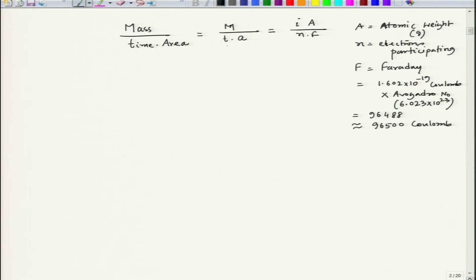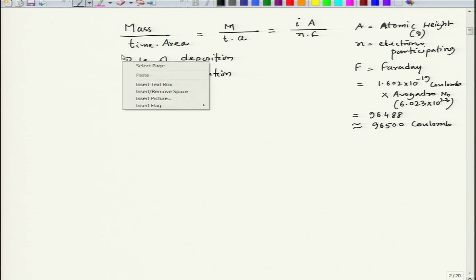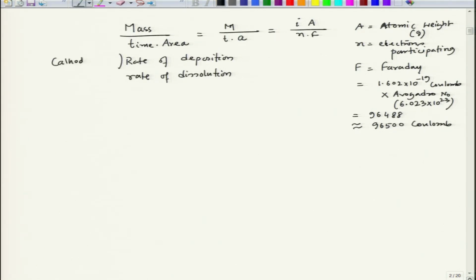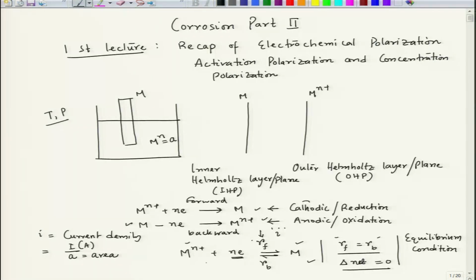Now, you could see that the rate of deposition or rate of dissolution, I can term it as cathodic or reduction, and in this case this is oxidation or anodic. Both can be reflected by this particular equation. Now, if I consider this particular process, that means when I am considering the reduction process, I have to term it with some current density.